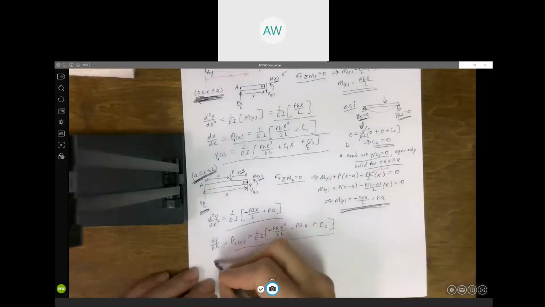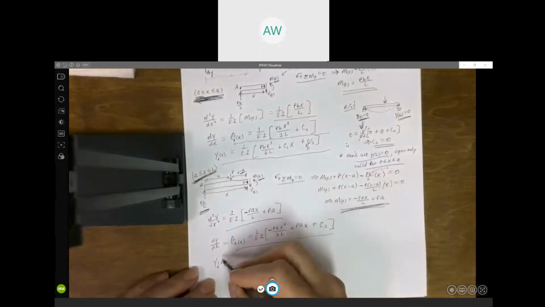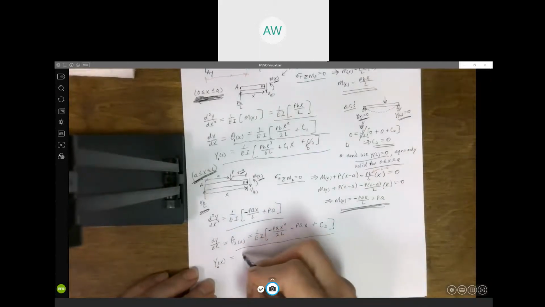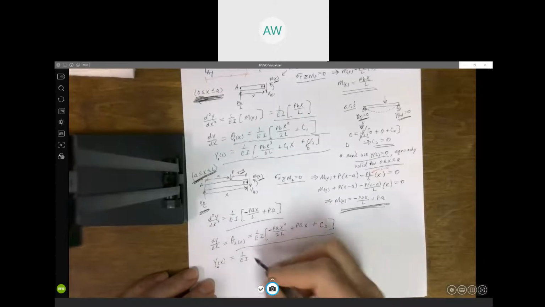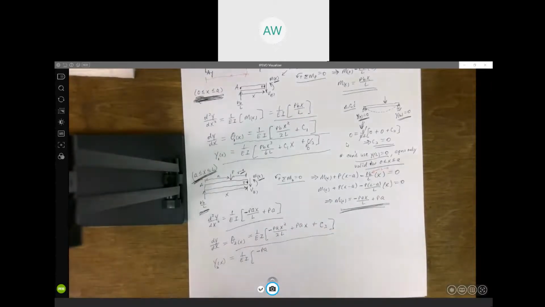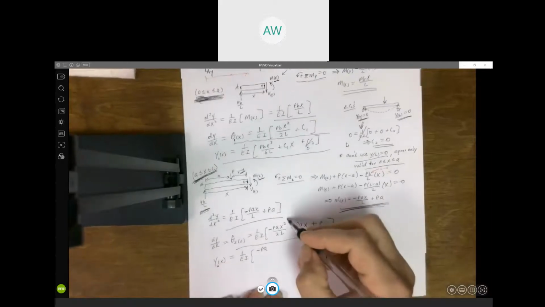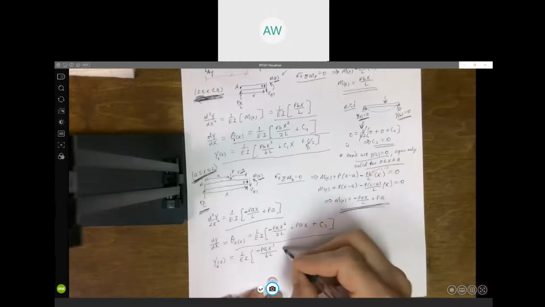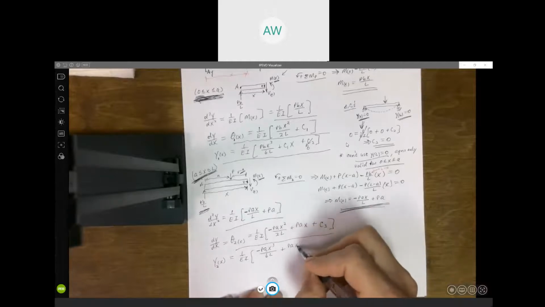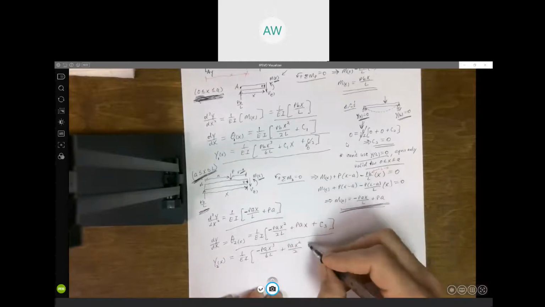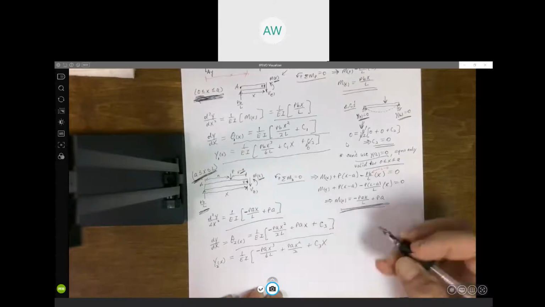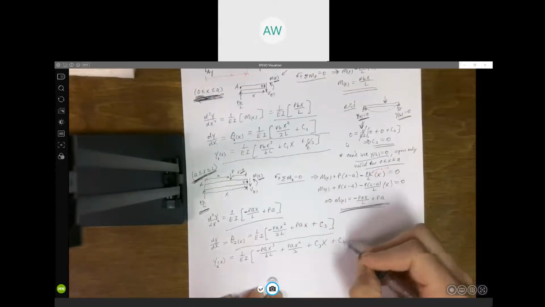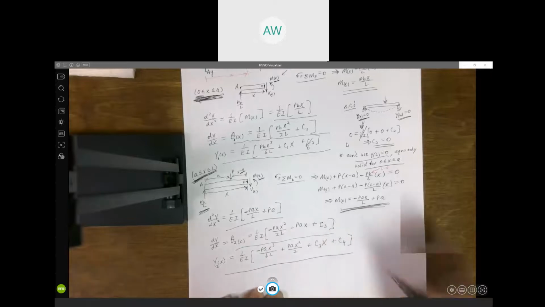And now we integrate again, and we get our displacement function. Again, I'll denote y2, 1 over EI. Integrating with respect to x. X cubed over 3, so we get x cubed over 6L, PA x squared over 2 plus C3 times x plus C4. Right, we get a new different constant of integration.